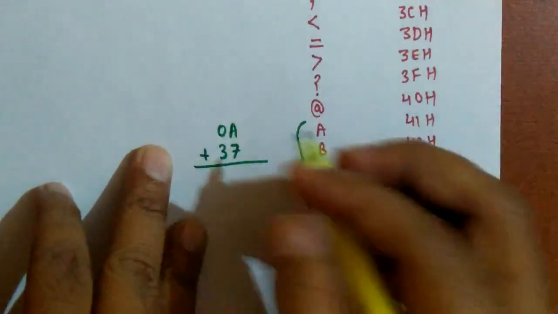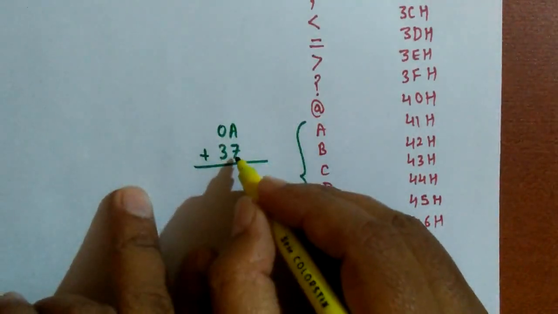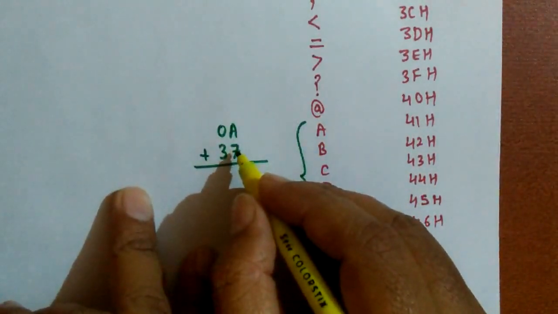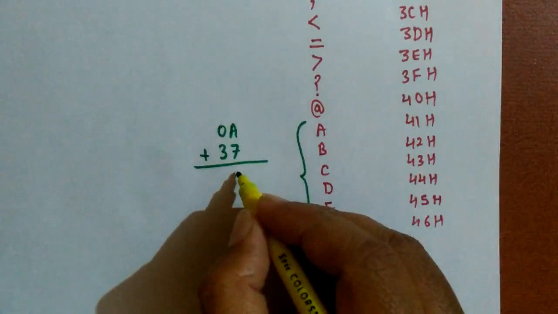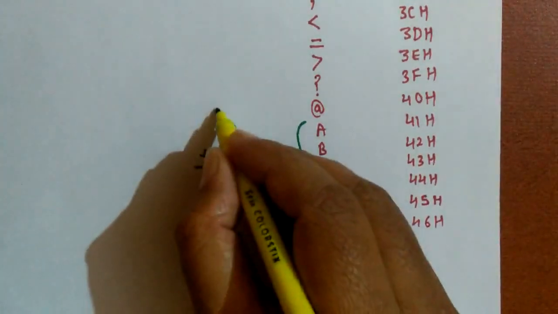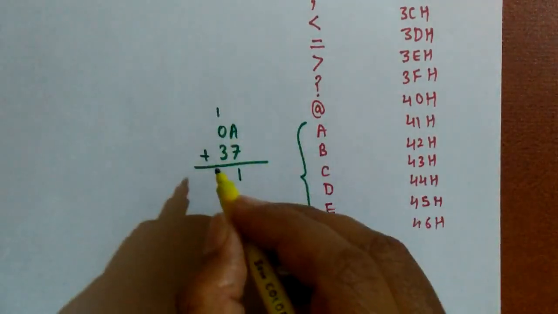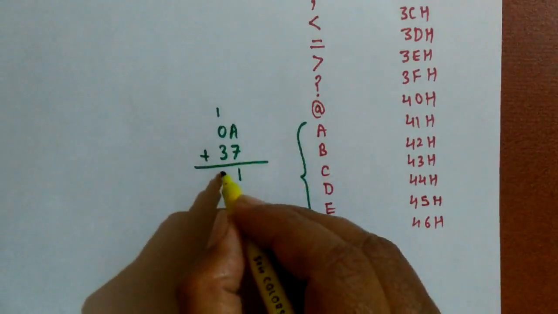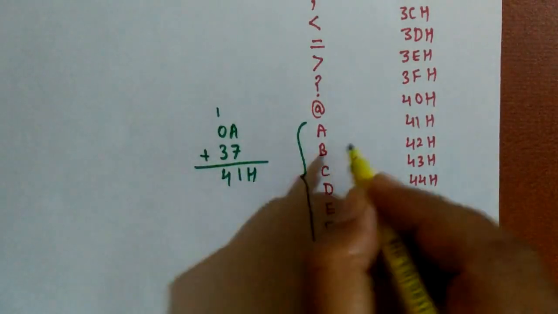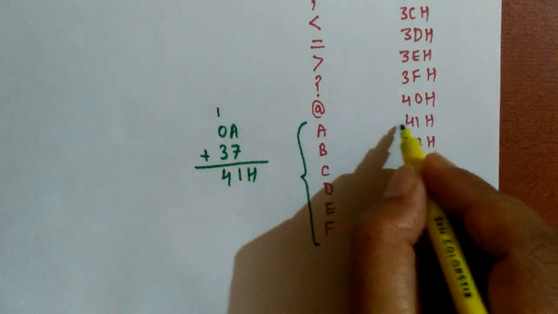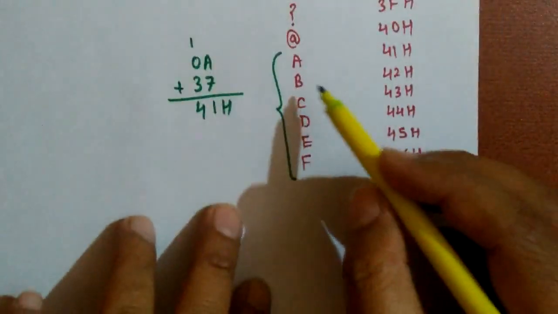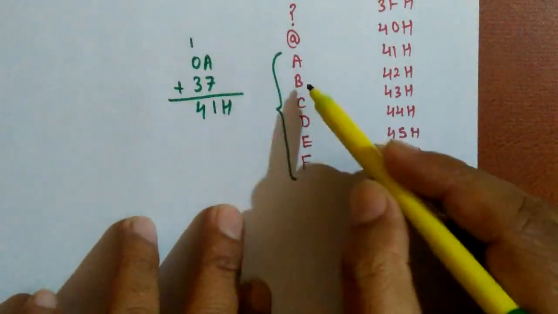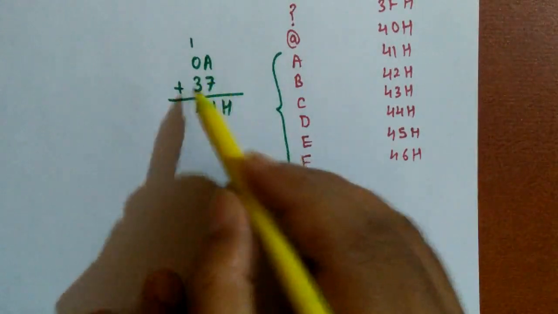A corresponds to 10, and 10 plus 7 is 17 in decimal, and in hexadecimal it is 11, so 1 will be here and a carry 1 will be here. So 3 plus 1 is 4, and 4 is the same in decimal and hexadecimal, so it will be 41H. And here for A, the code is 41H. That means in order to get the code for A to F, we simply add 37 to the given number.